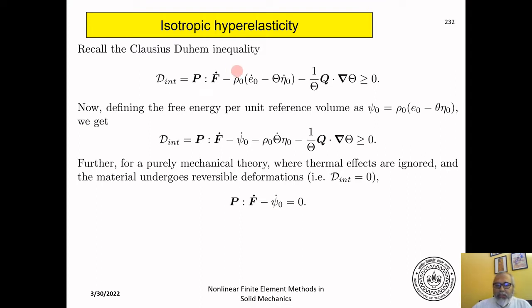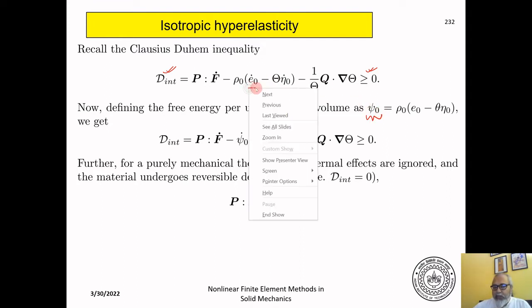In the Clausius-Duhem inequality, you would remember that the dissipation rate has to be greater than or equal to zero. In case of an elastic material, which is reversible, there is no dissipation. It is a reversible material. So D int is equal to zero. On top of that, we will use the free energy per unit reference volume, which we will call chi naught, in place of the internal energy and the entropy.